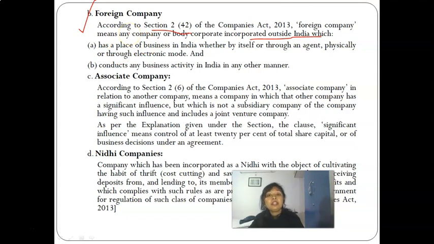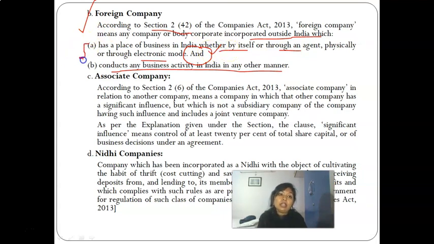It is incorporated outside India, but it has a place of business in India, whether by itself or through an agent, physically or electronically, and it conducts any business activity in India in any other manner. That is, both the conditions need to be followed as the word 'and' is given here. So it has to have a place of business in India and it must conduct any business activity in India.